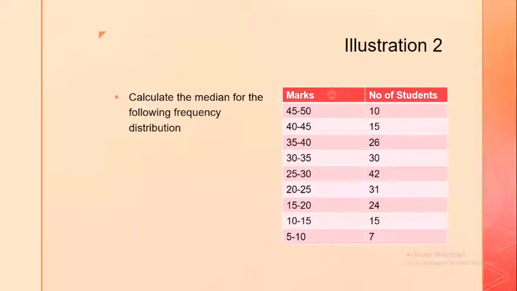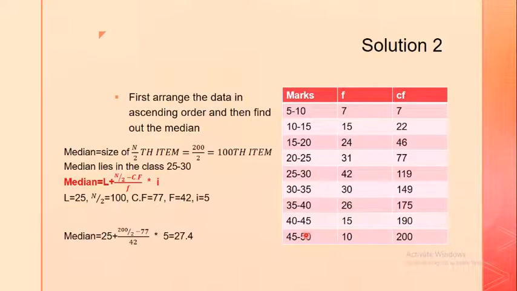This is a problem given to you. Here you are given certain classes and the number of students. The first thing you have to do is see the classes given over here, like 45 to 50, 40 to 45, 35 to 40, etc. You have to rearrange these classes in a manner that will be convenient for further calculations. So I have arranged the marks as 5 to 10, 10 to 15, 15 to 20, up to 45 to 50. Then I have arranged the corresponding frequencies like that, and after that I have found the cumulative frequencies.